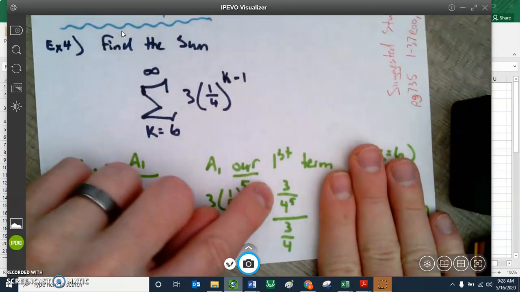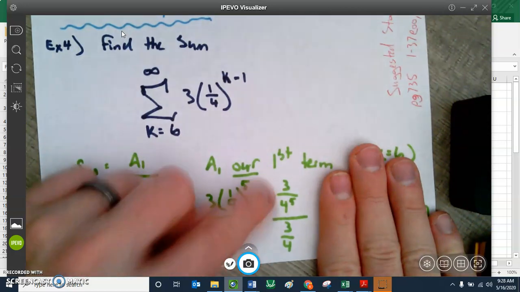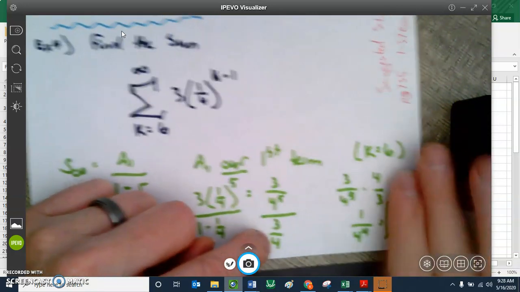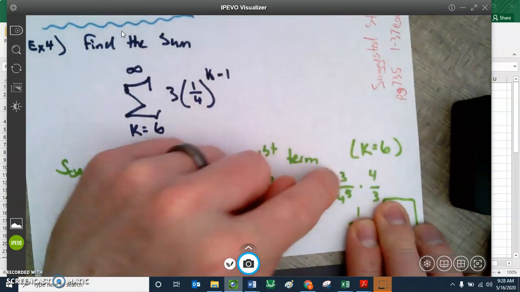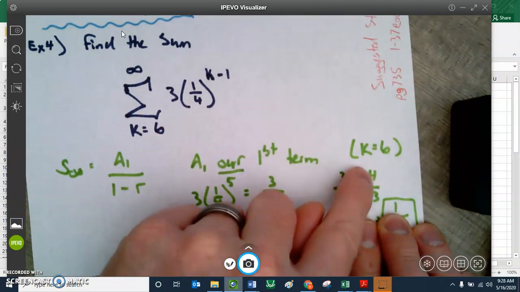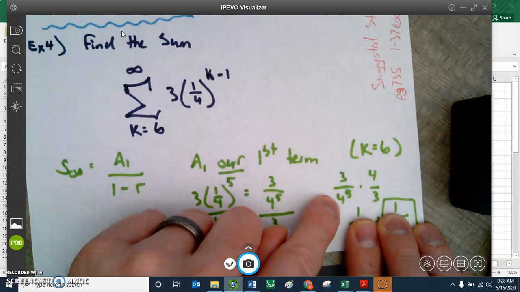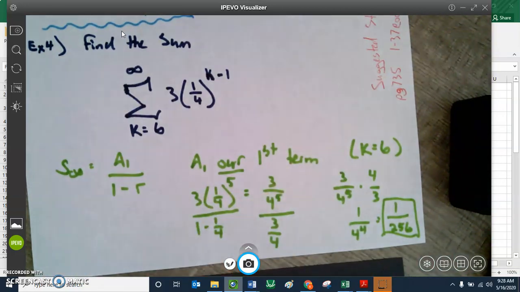So I'm back to this thing. Here's the top part, A1. Here's the bottom part, 1 minus r. If you're dividing fractions, you multiply by the reciprocal, right? I flip it and bring it up. The 3's cancel. That's easy. One of the 4's will cancel. So this 4 will cancel with one of these 4's. That's 5 4's right there. And I'm left with 1 over 4 to the 4th, which is 1 over 256.